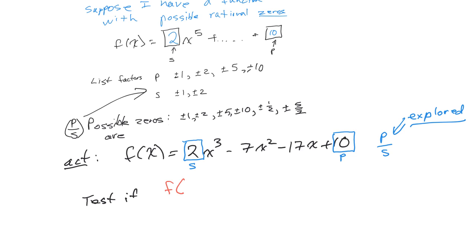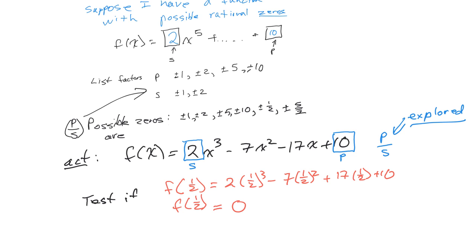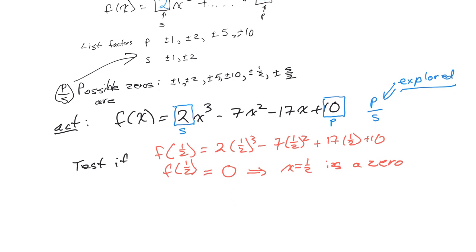So let's test if the following works. Well, f at, say, 1/2. When we punch that in, you can just set it up by subbing in and then punching it all into your calculator. So you have 2 times 1/2 cubed minus 7 times 1/2 squared minus 17 times 1/2 plus 10. Punch that all into your calculator and boom, this is a 0. So f at 1/2 is 0. So that means x equals 1/2 is a zero.